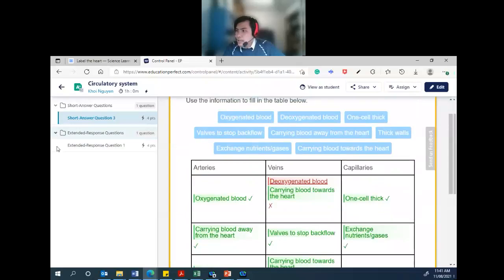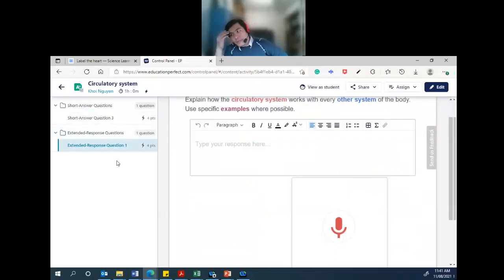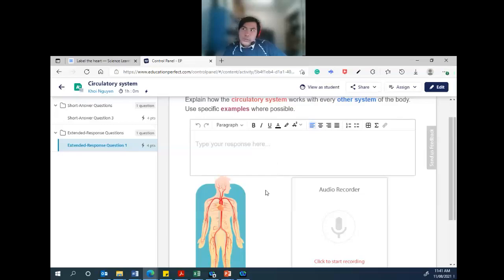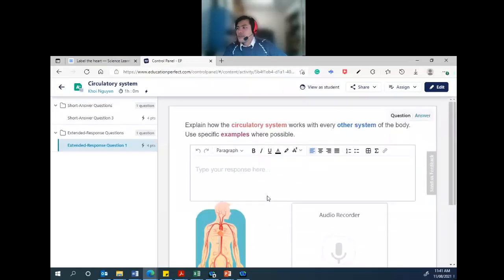Okay, next one. So this is one of the extended response questions, and this corresponds to rating 4 from yesterday. So it asks us to explain how the circulatory system works with every other system. Okay, so if you can think of one other system that the circulatory system works with, can you put in chat for me a really simple sentence explaining how the circulatory system works with that other body system?